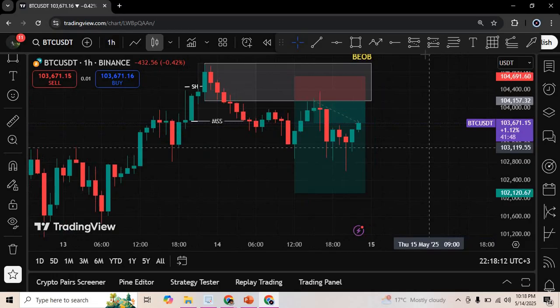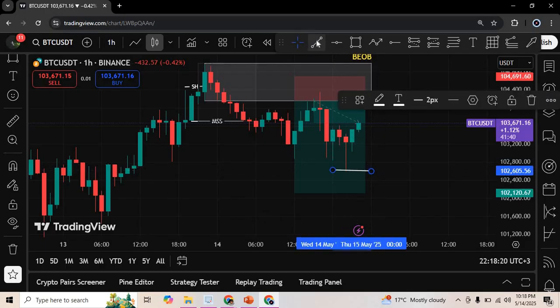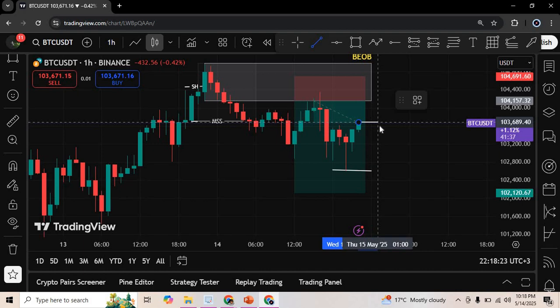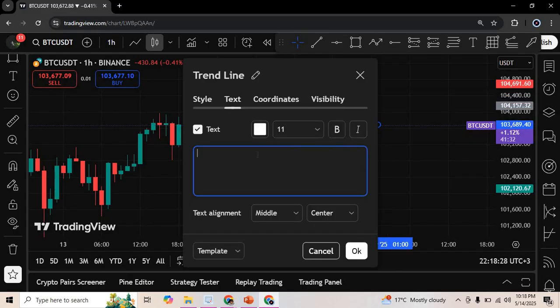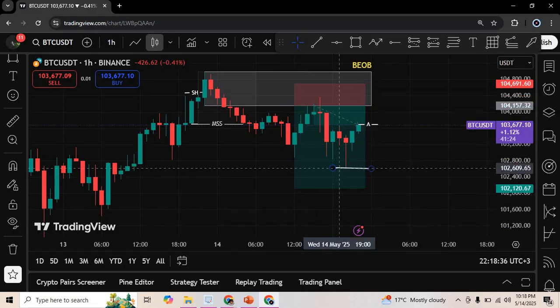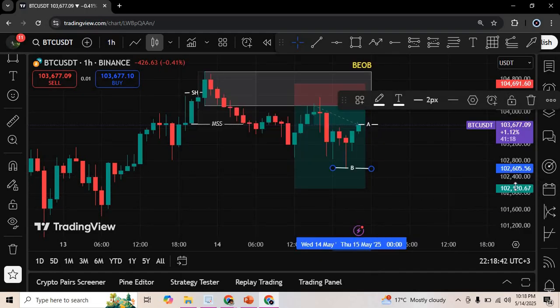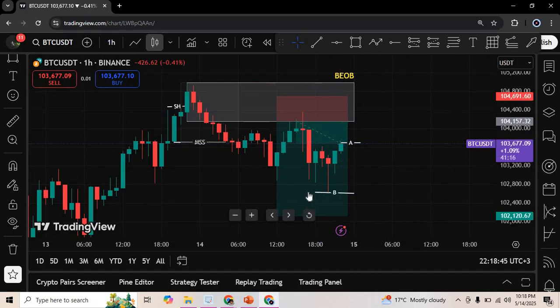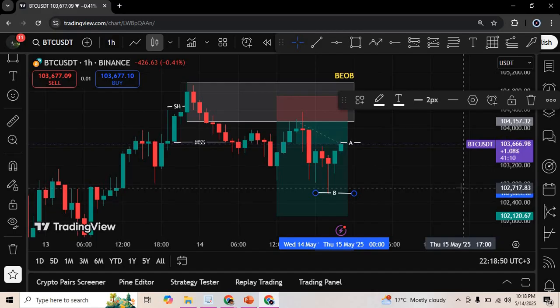Do you think if I exited at this juncture, right here, at the current market price, where have I made a lot of money? Let me just name them. A is this one, and B is this one. If I exit at the current market price at A, or if I exit at this price at B, where have I made more profit than the other?